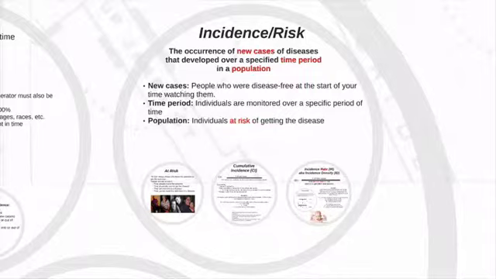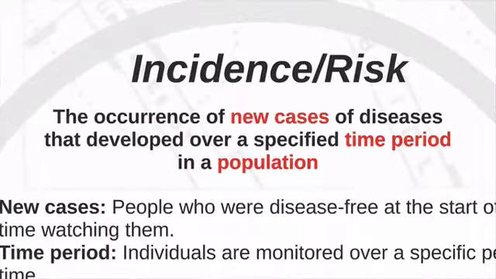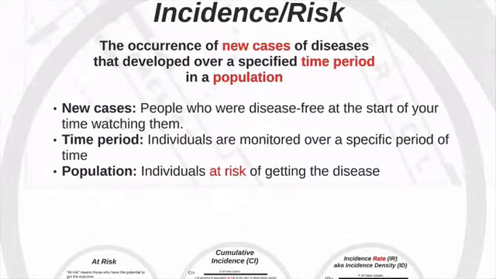So let's just go through our highlighted words here. So new cases. So people who are disease-free at the start of your watching them. This is sometimes really difficult to discern. Say you look at a population and especially for diseases that have sort of preclinical phases that aren't easy to detect. It's difficult to know who's a new case. But the idea with incidence here is that we're watching a population over time, and we're ideally able to distinguish who was disease-free when we started watching them and how many new cases arose over the period you're watching them.